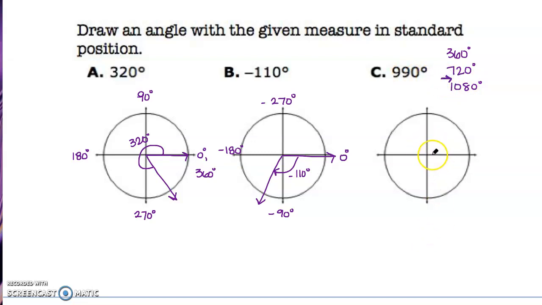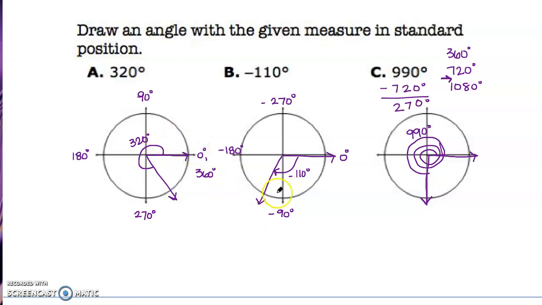So we can go ahead and show here that with my initial side, I'm going to rotate once and twice. And then we need to figure out how many more degrees we need to go. So to do that, let's go ahead and subtract the 720 degrees that we've already rotated. And that means we have 270 more degrees to go. So this would be 90, 180, 270. So our terminal side would end up down here. And we would have rotated 990 degrees.